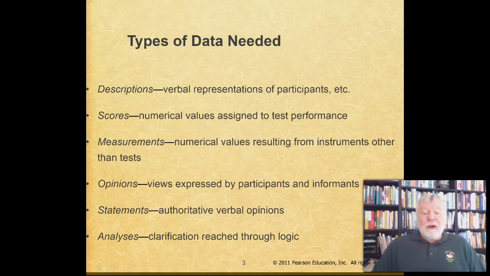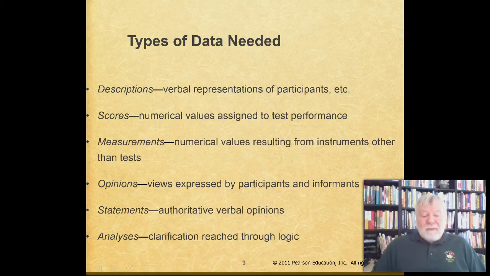Opinions come from participants and informants. We could, for instance, imagine that if we reference back to the study that I previously proposed, the experiences of GLBTQ middle school students, what they say about their daily academic and social experiences would be opinions or perceptions. Statements are typically made by more authoritative people. It could be, for instance, the statements that were made after the tragedy at Sandy Hook in December, a little over a year ago.